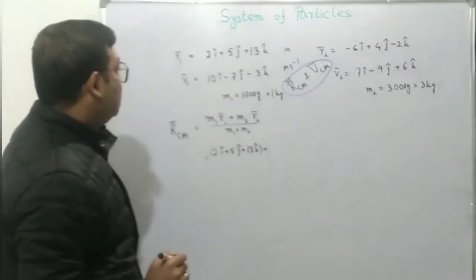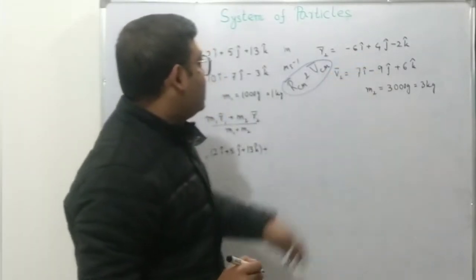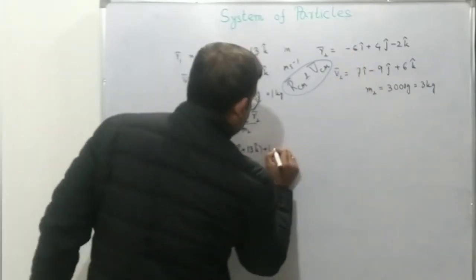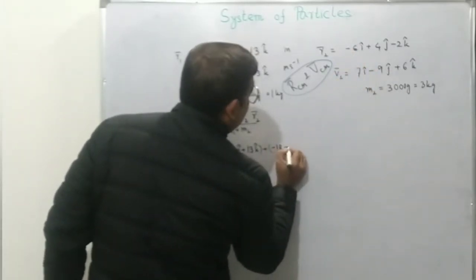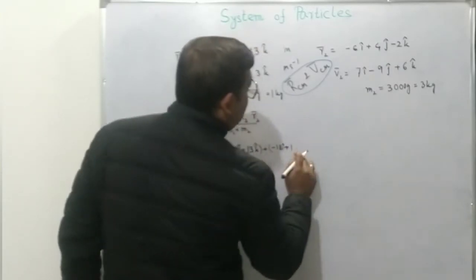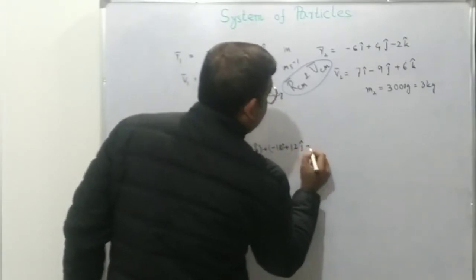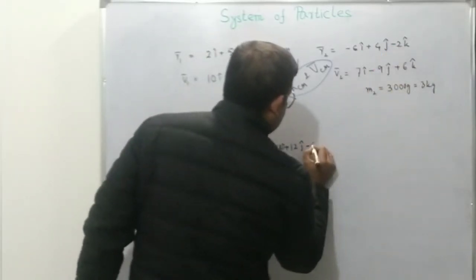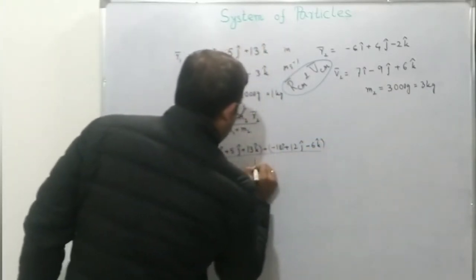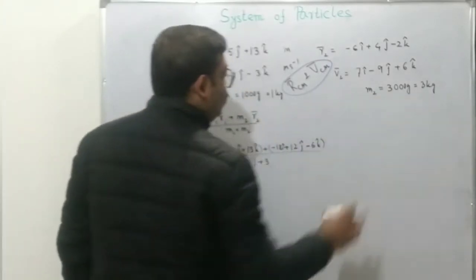Plus m2 r2. m2 is 3, r2 is this. So this will be 3 into 6, 6 3s are 18, 18 i cap, plus 3 4s are 12, 12 j cap, minus 6 k cap. This whole thing will be divided by 1 plus 3, that is m1 plus m2.